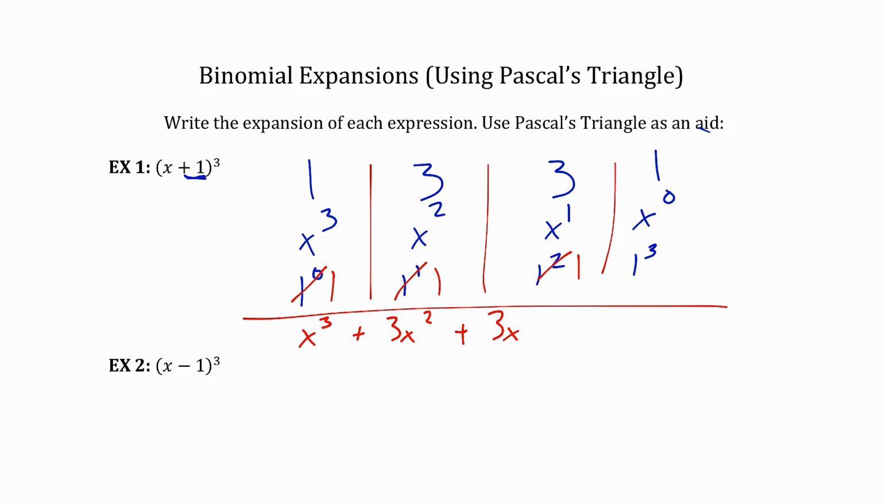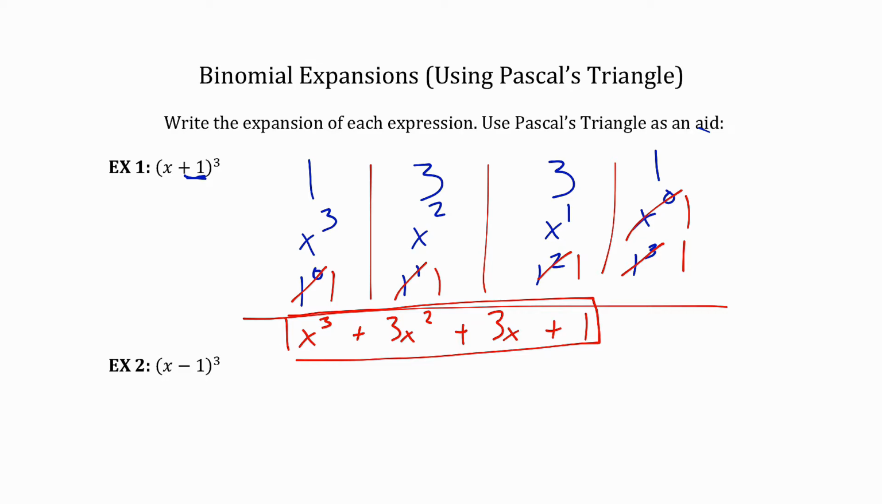And the last one, we got 1 times x to the 0. Remember, anything to the 0 is 1, and 1 to the 3rd is 1 as well. So we got 1 times 1 times 1, which simplifies to just 1. So x plus 1 to the 3rd is simplified as x to the 3rd plus 3x squared plus 3x plus 1.